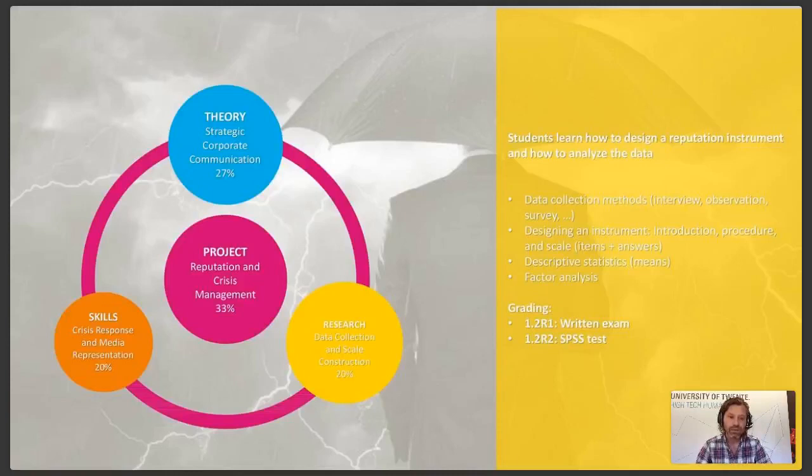To conclude, this refers to the skills part, the orange circle. It's about crisis response and media representation. That means in the final weeks of this particular module, everything goes wrong with the hospital, and they have to deal with a crisis situation. And they will ask you to represent them in the media. To give you some kind of an idea, this is how it looked in this particular module.